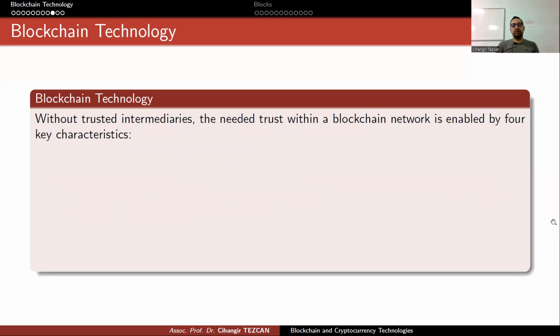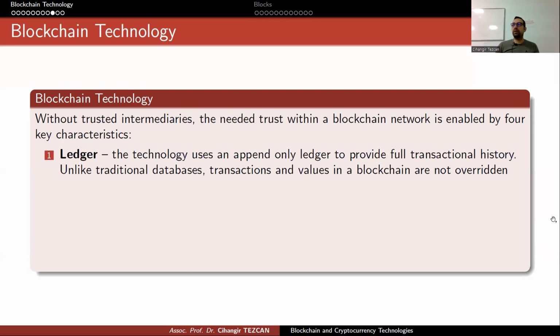Without trusted intermediaries, the needed trust within a blockchain network is enabled by four key characteristics. One is the ledger. The technology uses an append-only ledger to provide full transactional history. Unlike traditional databases, transactions and values in a blockchain are not overridden. So this is one of the ways you create trust because everybody sees everything, so it's transparent.